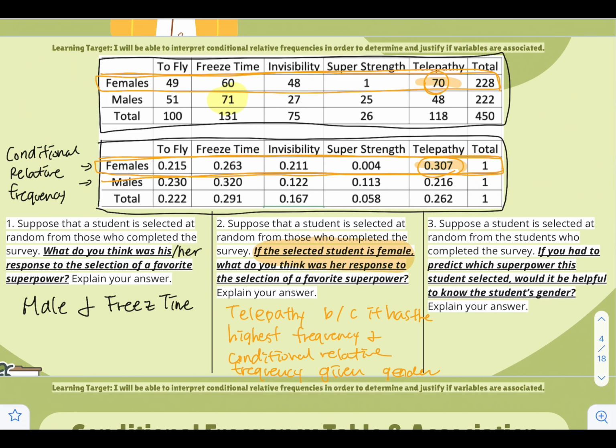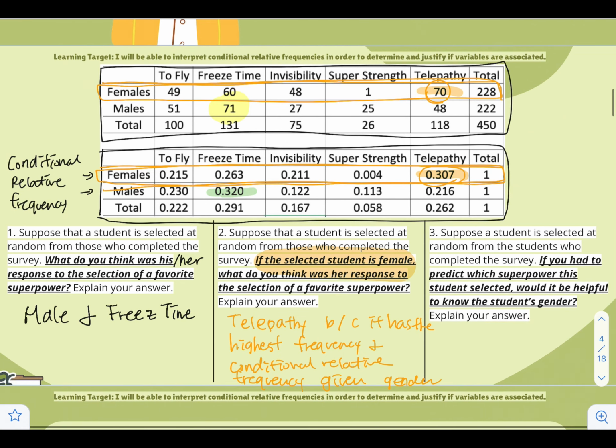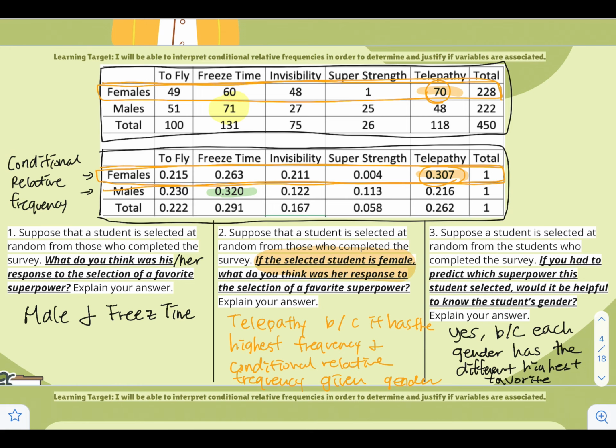And if I know the student's gender was male, I would probably go with freezing time, just because that is the highest conditional relative frequency based on the gender. So yes, because each gender has a different highest favorite superpower. From here, what we can see is that the female students tend to choose telepathy as their favorite superpower, and male students tend to think freezing time will be their favorite superpower.